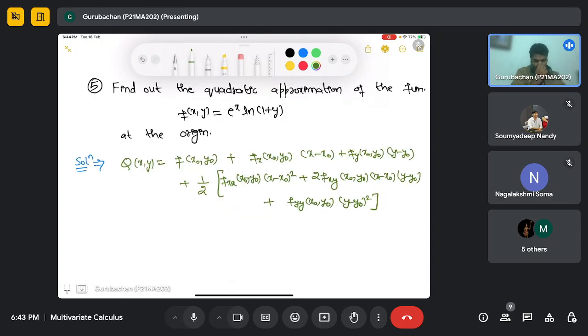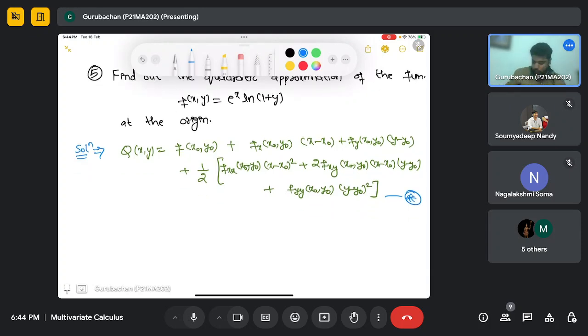I hope everybody recalls what I have written. So we need to calculate the value of f at (0,0), the value of the first order partial derivatives as well as the second order partial derivatives at (0,0). We need to calculate these values, then we have to put these values in this Q(x,y) equation, equation number star. Then we will get the quadratic approximation of our required function.